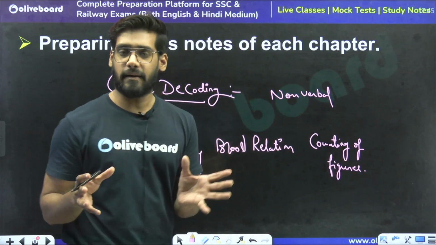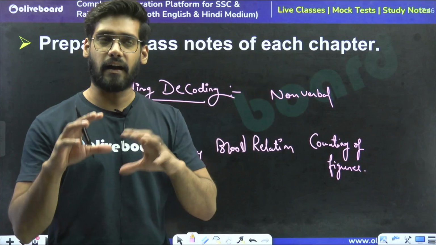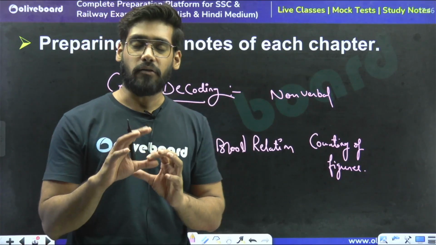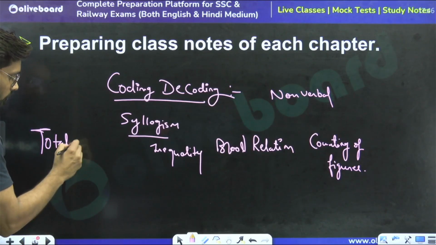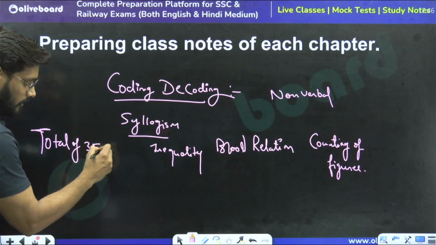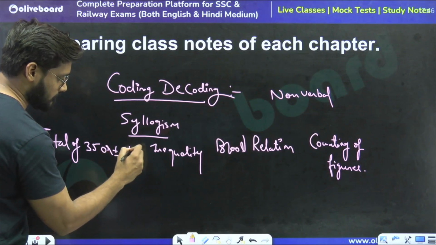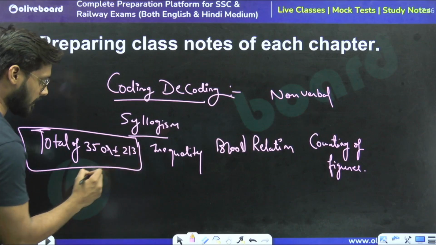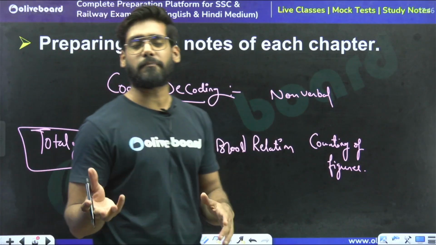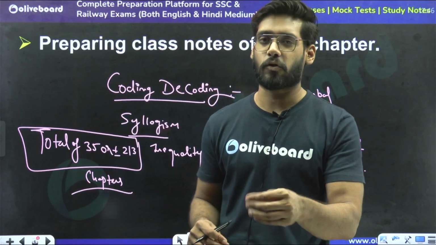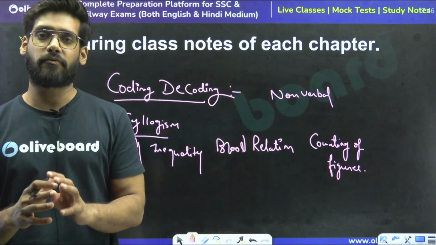So there will be many chapters which we have to prepare. In reasoning, we are having around 35 chapters in all, or it may be possible plus minus 2 or 3, it can be extended by 2 or 3 chapters more, but at least we are having 30 to 35 chapters in all, which are very important for the preparation.